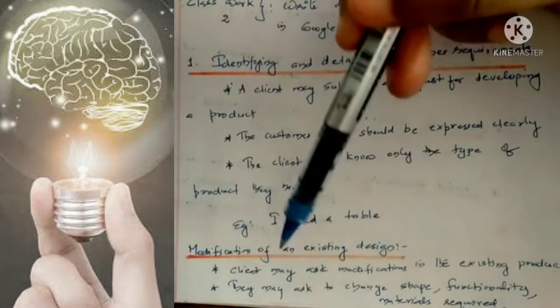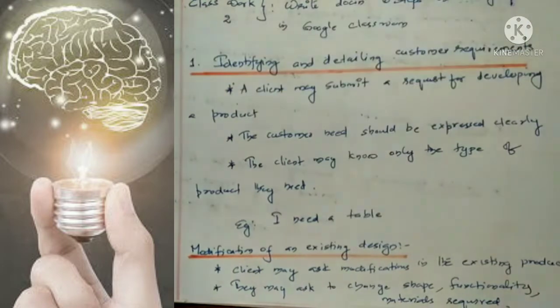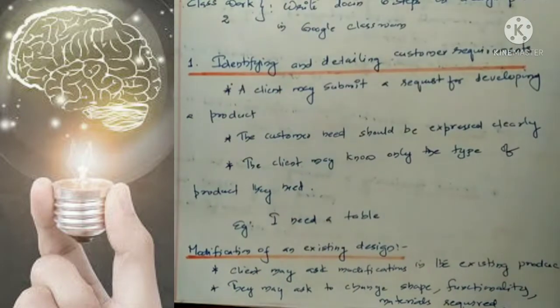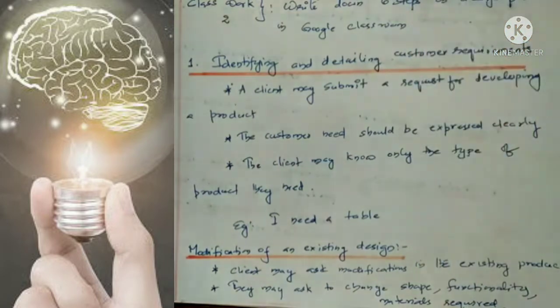Then modification of an existing design. Sometimes the client may tell you that no, I don't need any new product. I just need a modification in the existing product. Okay, they may ask to change shape, functionality, or materials required in the existing product. Okay. For example, our common screw.